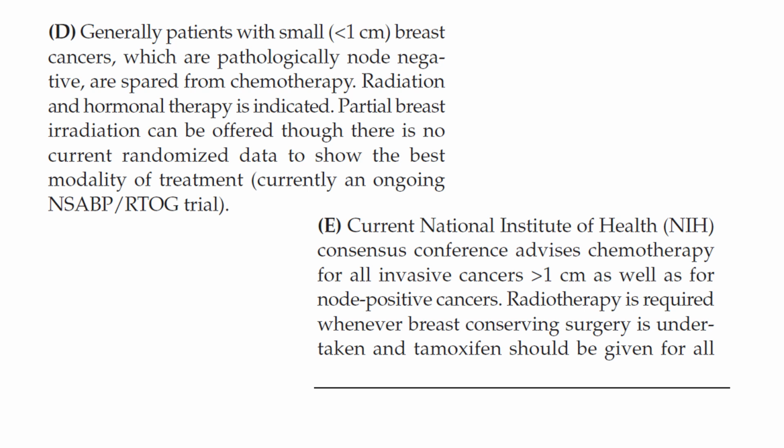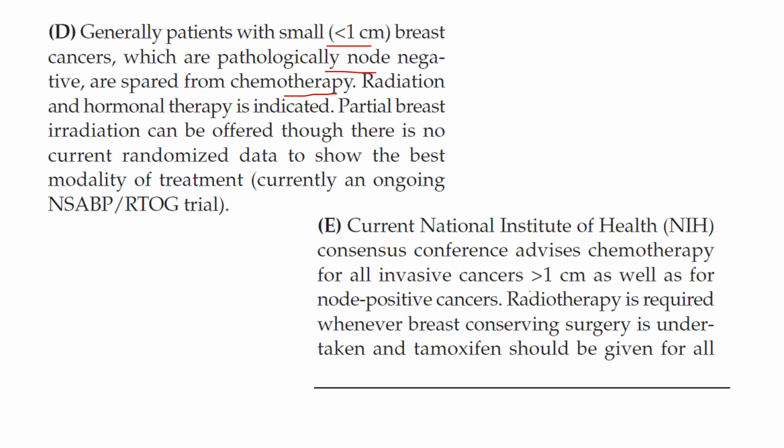Now, when we are giving chemotherapy, usually for small tumors, less than 1 centimeter, with pathologically node-negative status, we are not giving chemo. Radiation and hormonal therapy is indicated. Hormonal therapy according to the ER/PR and HER2 status. Partial breast irradiation can be offered, though there is no current randomized data to show the best modality of treatment.